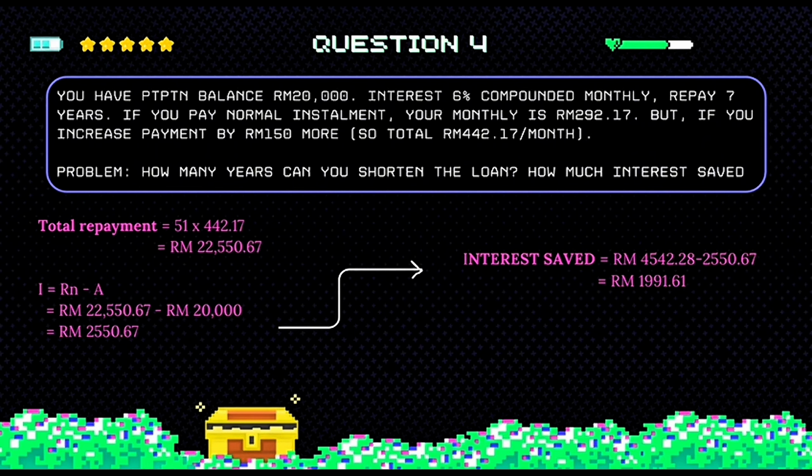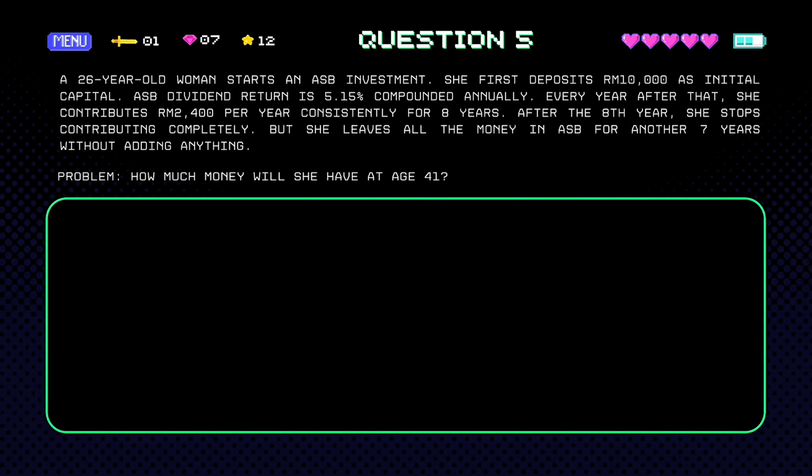Now, we'll count the new interest paid. The formula: I, the interest saved, equals R, the installment or payment per period, N is the number of remaining periods, A is the outstanding loan amount or balance. So, the formula is interest saved equals R times N minus A. Now, calculate the interest saved, which is 4,542.28 cents minus 2,550.67. We will get 1,991.61 cents. Congrats, you managed to survive until question 5.